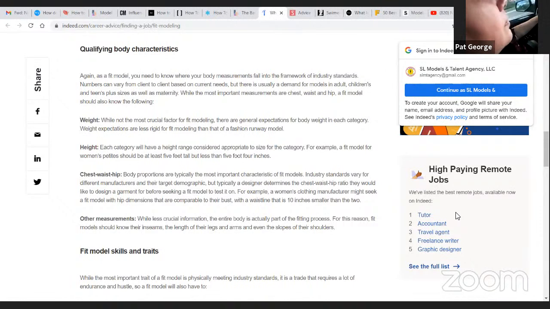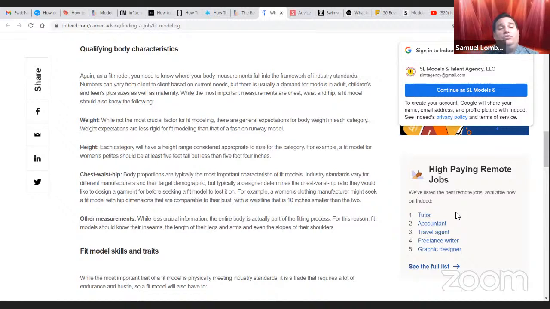Qualifying body characteristics. Weight, while not the most crucial factor for fit modeling, there are general expectations for body weight in each category. Weight expectations are less rigid for fit modeling than that of a fashion runway model. In other words, if you are a plus size model right now, then they will fit you in plus size modeling. They will not try to fit you in petite if that's not what you are. That's basically what it's saying. But for a runway model, there are much stricter restrictions.